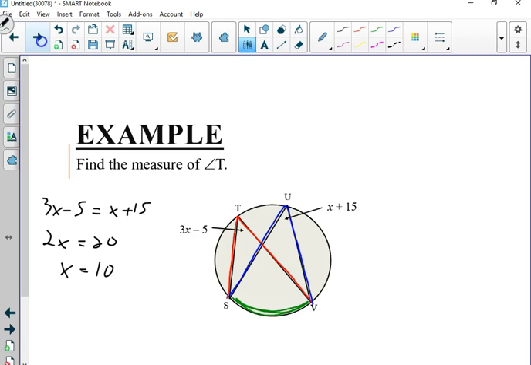That's not what it asked though. It didn't say solve for x, it said solve measure of angle T. So we're going to plug this 10 in right here. 3 times 10 minus 5. Sorry, minus 5. That makes much more sense with where we're going. Well, 3 times 10 is 30. Minus 5 is 25. So there's the answer. The measure of angle T is 25 degrees. Well, let's check. If we plop a 10 over here, what do we get? 25 degrees. And that makes sense because they should be equal. And they are.